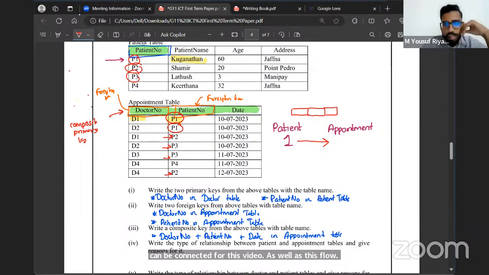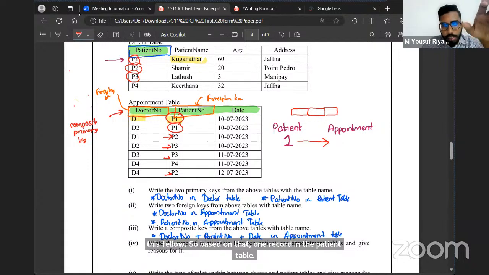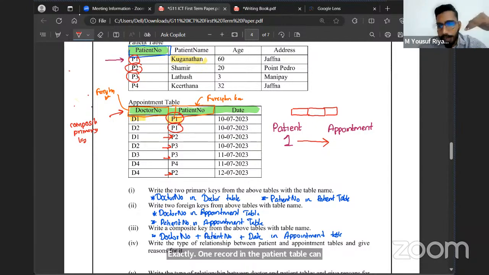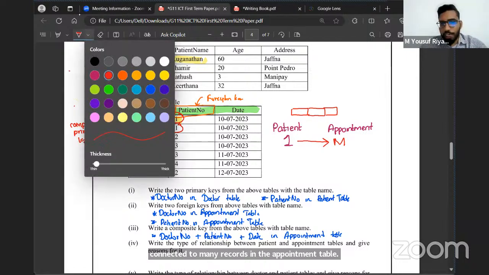So based on that, tell me, one record in the patient table, can it be connected to one record in the appointment table or many records in the appointment table? Exactly. One record in the patient table can be connected to many records in the appointment table. You can always compare the foreign key and primary key in this scenario.